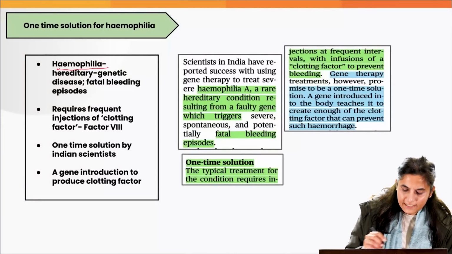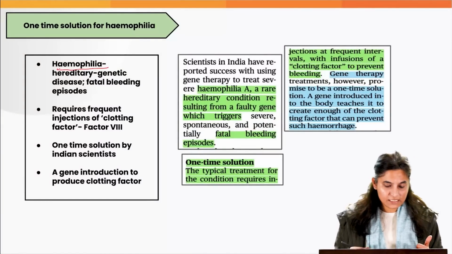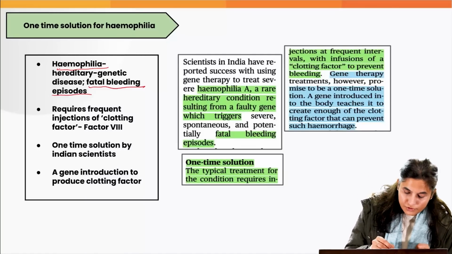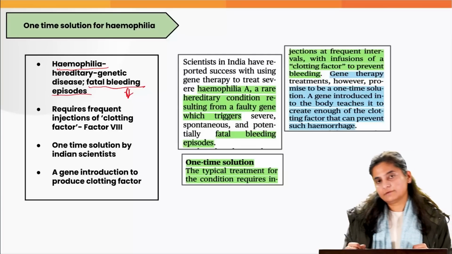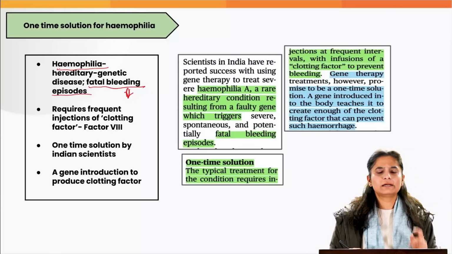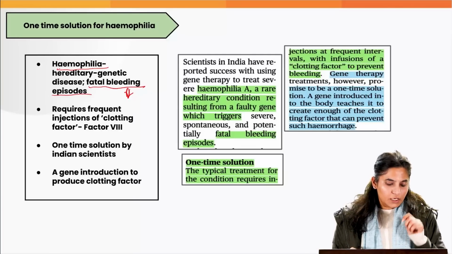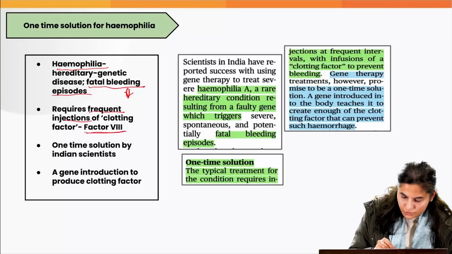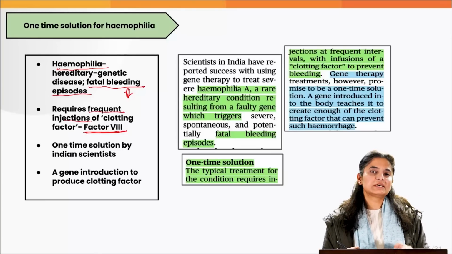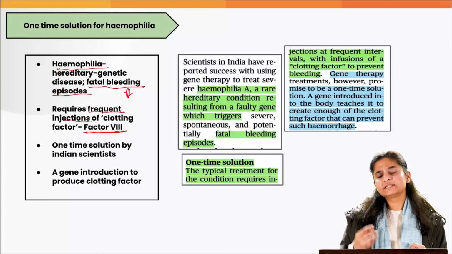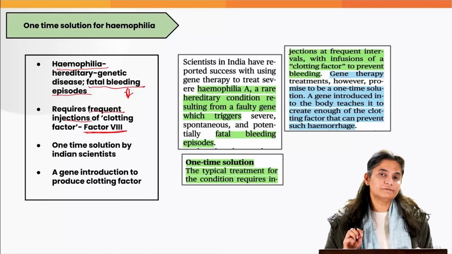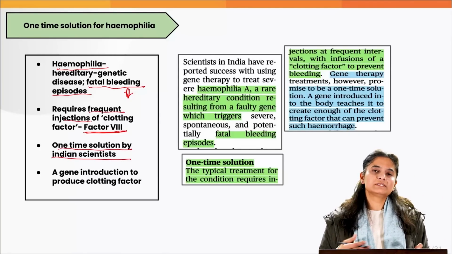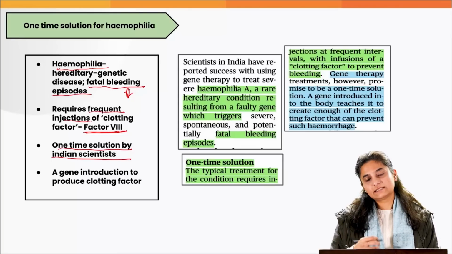So hemophilia, like I said, is a hereditary, genetic disease, and it could lead to fatal bleeding episodes, and in the worst cases, death. There have been many patients across the world, but it remains one of the rare diseases. And it requires frequent injections of factor 8. This is very important information: it is nothing but a clotting factor, which helps in generating the clotting ability of blood. And so far there have been constant and continuous injections of this substance into the blood.